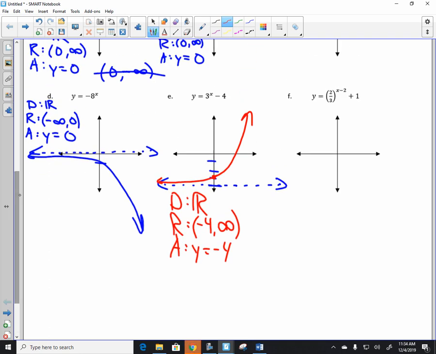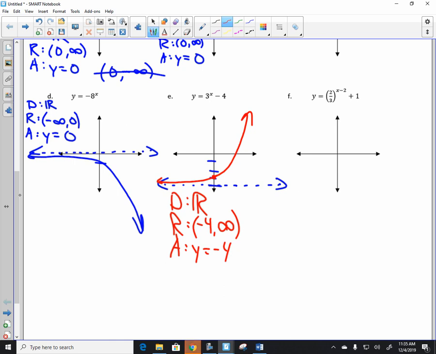2/3 is less than 1, and so therefore it will start up and finish down. What are the transformations that will take place? What is the plus 1 going to do to it? Up 1. What will the minus 2 do to it? Shift it to the right 2.